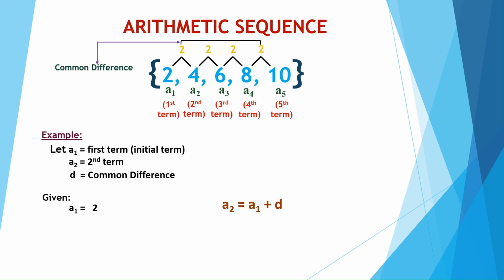a sub 1 is equal to 2 and d is equal to 2 also. Now let's substitute the formula. a sub 2 is equal to 2 plus 2, which is 4. That means the value of the second term is 4. Let's box the final answer. That's it, guys. Easy peasy, right?